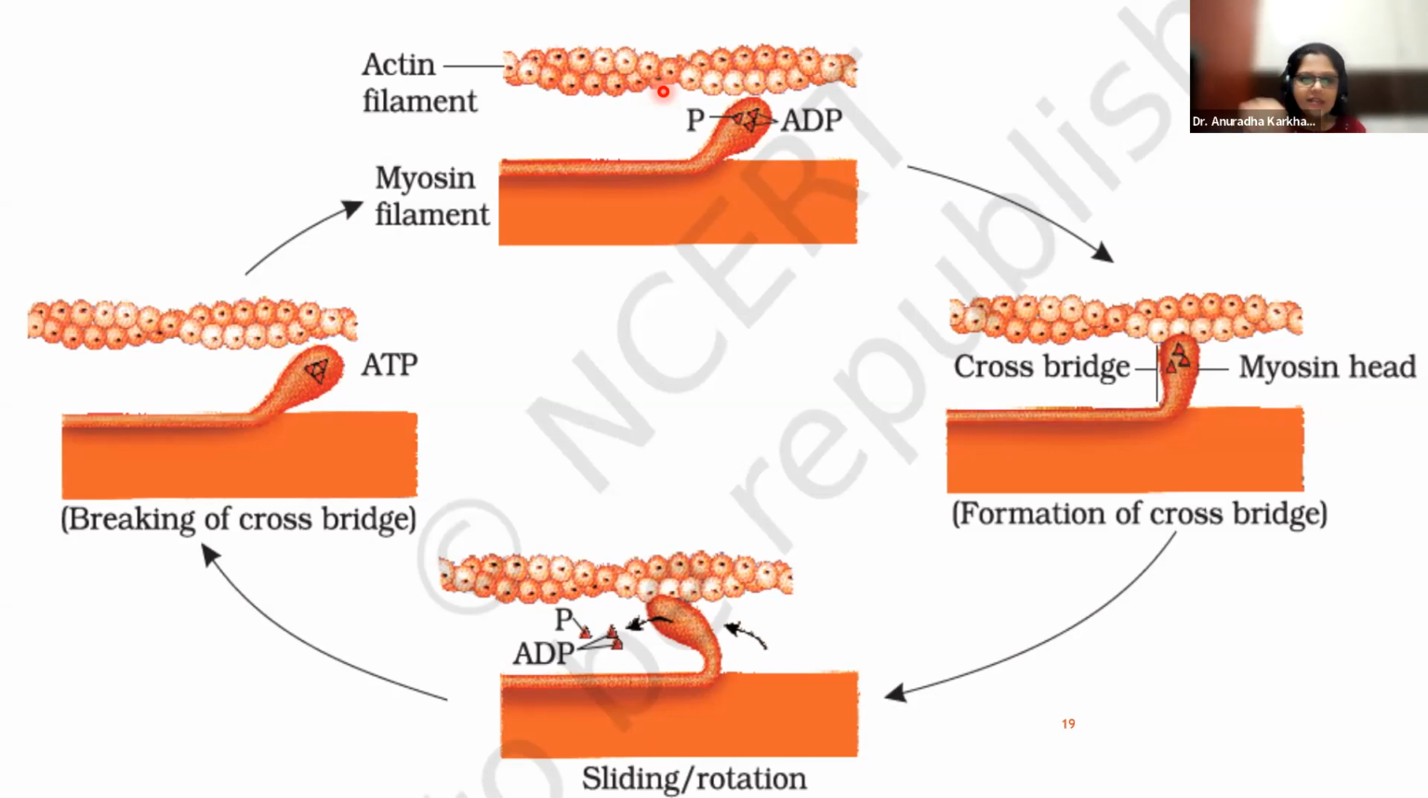तो ये जो सिलसिला जो यहाँ पर है, making of cross bridge, breaking of cross bridge will continue till the calcium ions are circulating in that particular sarcoplasm. Did you all understand this sliding theory?